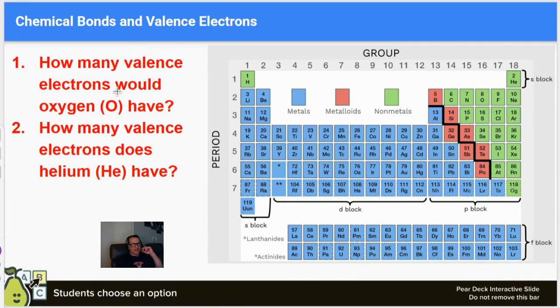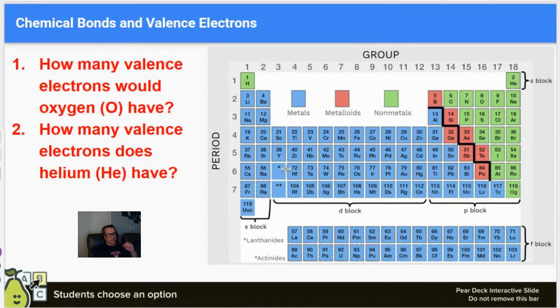All right, a couple of questions, see if you're paying attention. How many valence electrons does oxygen have? Oxygen is right here in group 16. And question 2 says, how many valence electrons does helium have? Helium here is one of the noble gases in group 18. All right, let's see if you get it right.